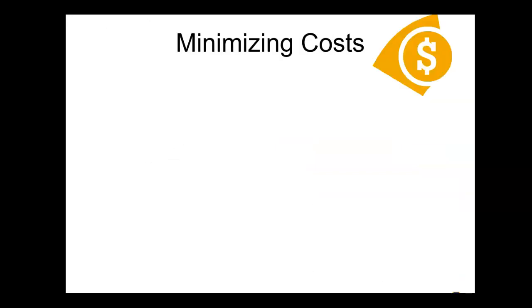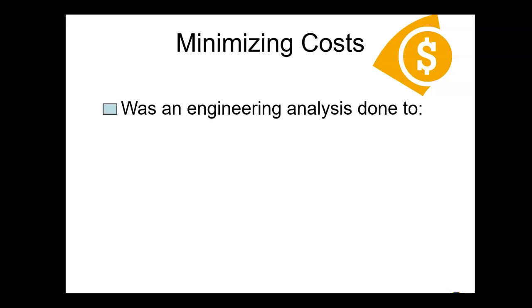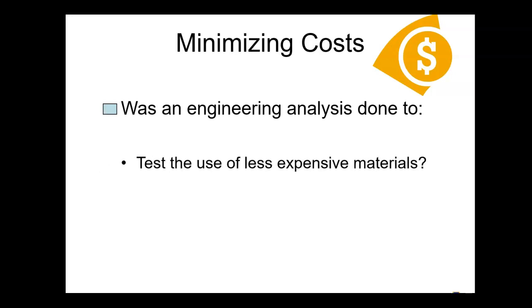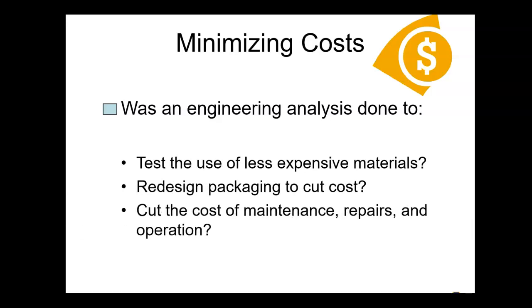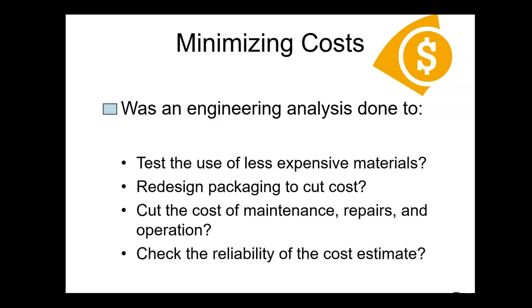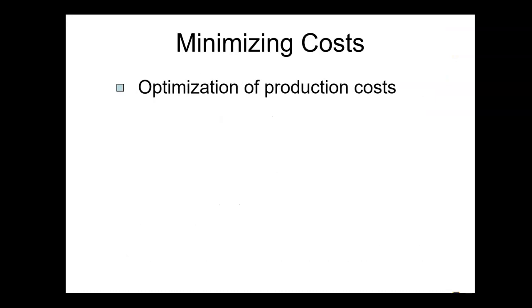We'll be talking about minimizing the costs. When we talk about that, the best thing to question is whether or not an engineering analysis was done to test the uses of less expensive materials, to redesign packaging to cut the costs, to cut the costs of maintenance, repairs, and operation for the equipment that's used in-house, and to check the reliability of the cost estimate. We also look at optimization of products costs, or production costs.